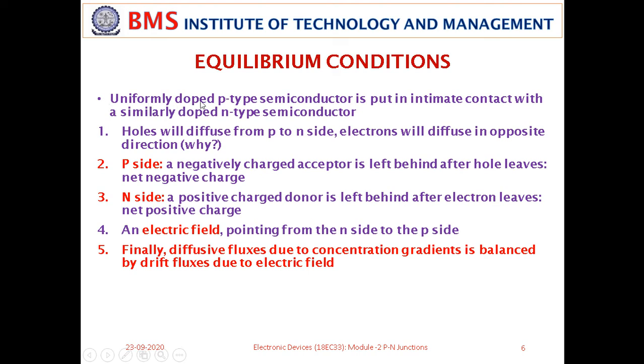If you consider a uniformly doped p-type semiconductor put in intimate contact with a similarly doped n-type semiconductor, what will happen? When we combine p-type and n-type semiconductors, holes will diffuse from the p side to the n side, and electrons will diffuse from the opposite side, from the n side to the p side. Why does this diffusion happen here? Any idea about that?